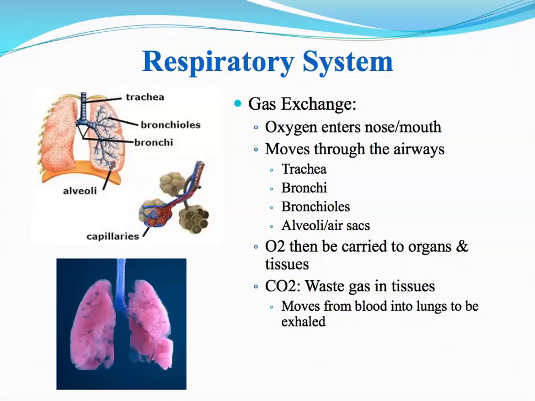Oxygen will enter in through our nose or mouth when we breathe in air. From there, it moves through the airways. It'll first go through the trachea, then make its way to the bronchi, then the bronchioles, and then end up at the alveoli, also known as the alveolar sacs.